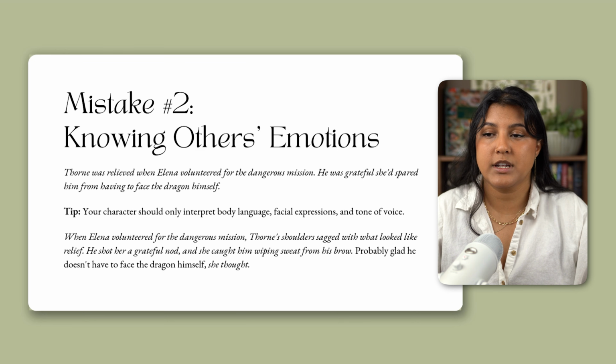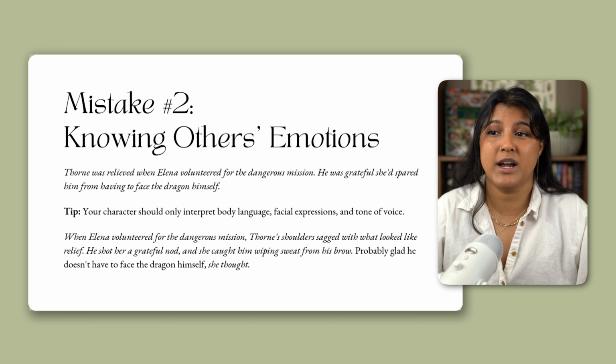So you want to rewrite this to something like, "When Elena volunteered for the dangerous mission, Thorn's shoulders sagged with what looked like relief. He shot her a grateful nod, and she caught him wiping sweat from his brow. Probably glad he doesn't have to face the dragon himself, she thought." This version shows that Elena is interpreting Thorn's reaction rather than stating his emotions as fact, and it clearly grounds the scene in her perspective.